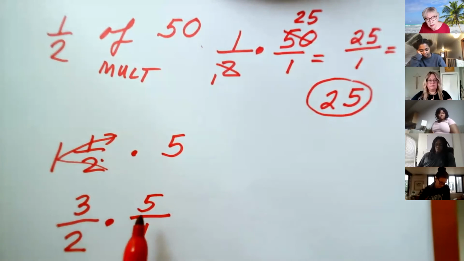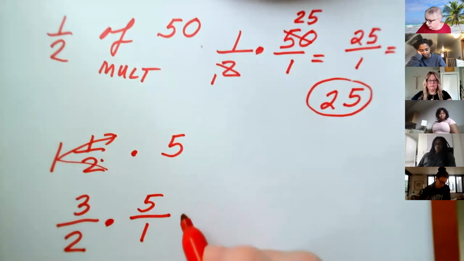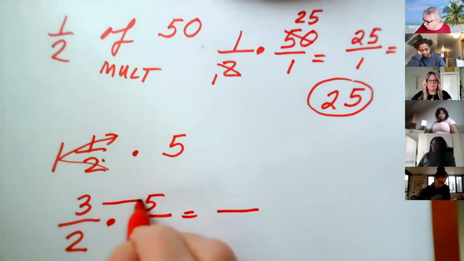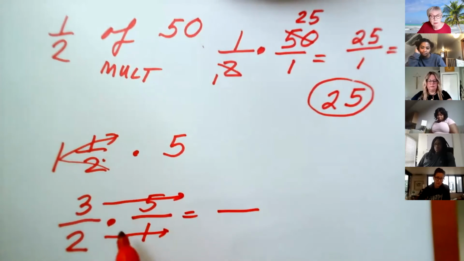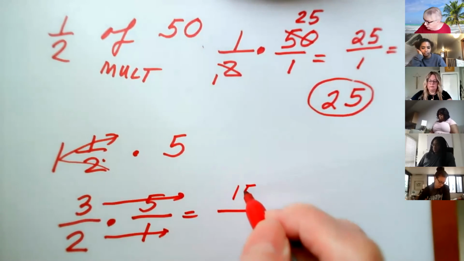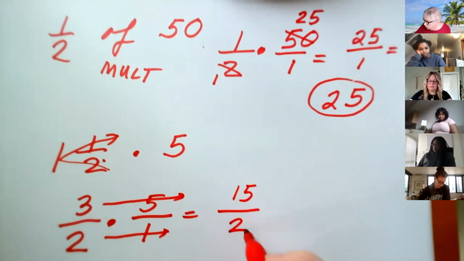Then you look to see if there's any common factors anywhere. I don't see any. So at that point, you multiply across. 3 times 5 is 15. 2 times 1 is 2. That is a reduced fraction. It's a perfectly good fraction.